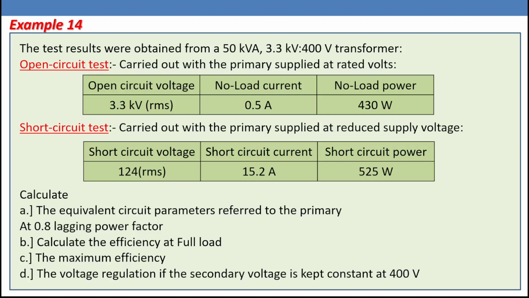Regarding the short circuit test, it is carried out with the primary supplied at reduced voltage. So these readings are on the primary and the short circuit is on the secondary. We have V short circuit equals 124 volt, I short circuit 15.2 ampere, and short circuit power is 525 watt. We need to calculate the equivalent circuit parameters referred to the primary side, and at 0.8 lagging power factor, the transformer efficiency at full load, the maximum efficiency, and the voltage regulation if the secondary voltage is kept constant at 400 volt.